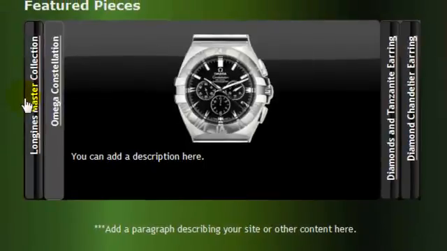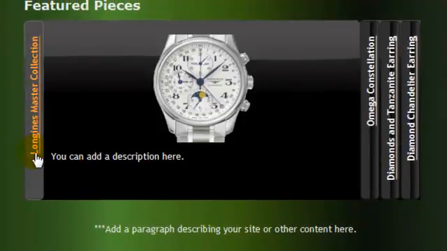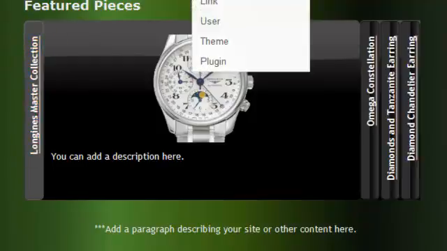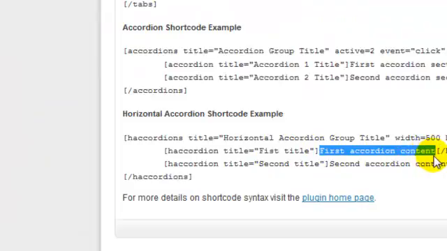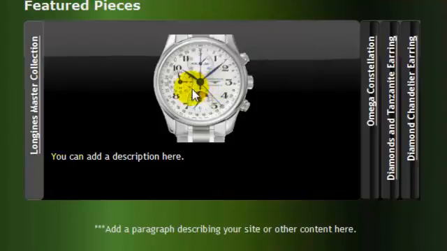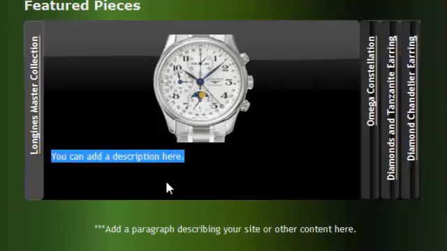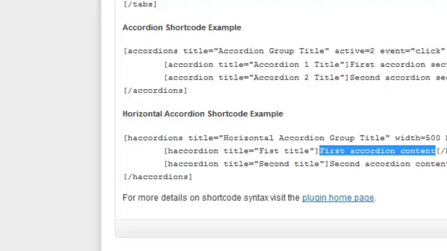And as you can see, the first title here is the Longines Master Collection. That is the same thing as this here. Now right here where it says first accordion content, all I did was replace that with this picture and this description. So that's basically what you would be doing, and you can do it in visual view, so you don't have to know HTML. I'll show you that in a second.